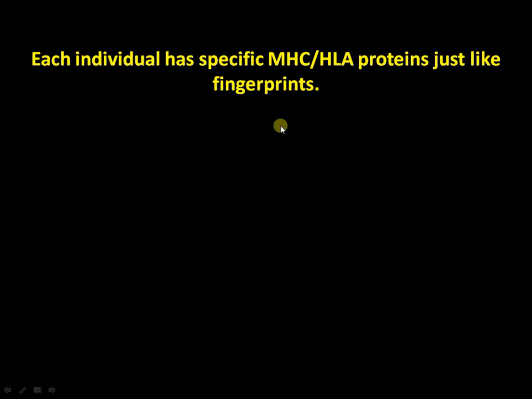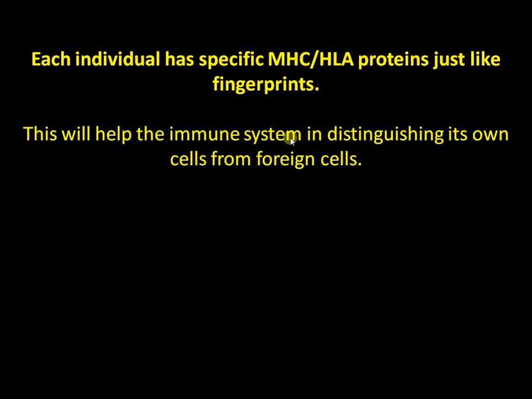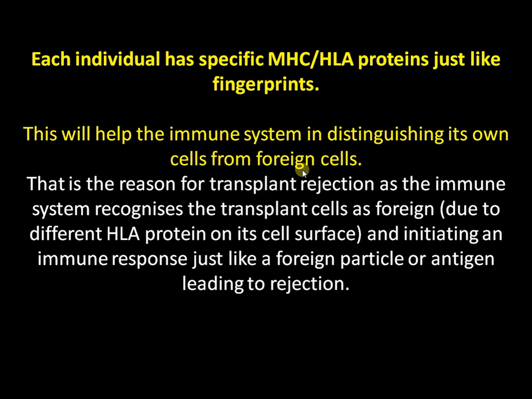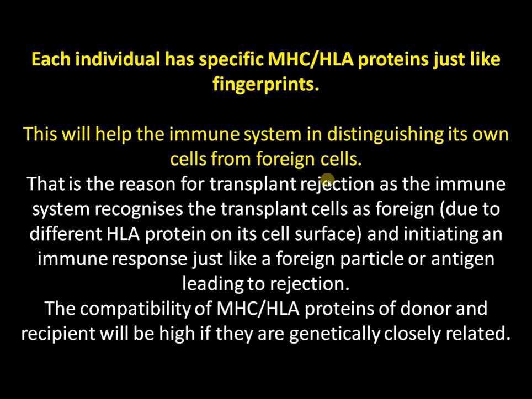The importance of MHCs is that each individual has specific MHC or HLA proteins, just like DNA fingerprints. This helps the immune system distinguish its own cells from foreign cells. This is the reason why transplant rejection occurs, as the immune system recognizes the transplant cells as foreign and initiates an immune response just like against a foreign particle or antigen, leading to graft rejection. So the compatibility of MHC proteins between the donor and recipient is very essential for successful organ transplantation. That is why doctors often say that if the organ is from a genetically closer relative, then the chance of success is more. Hope you got the point.